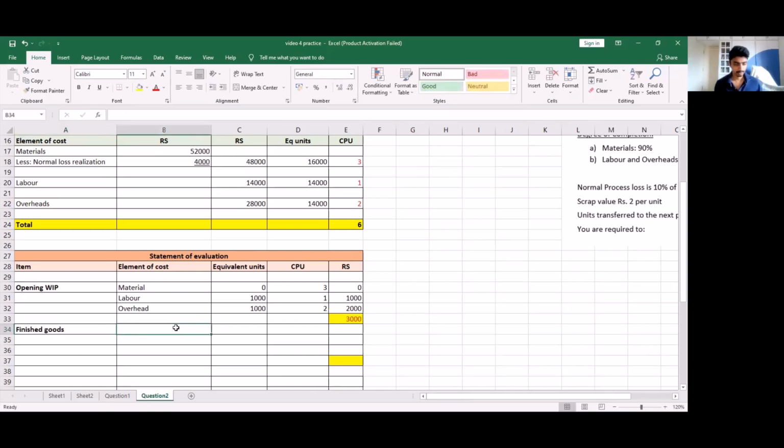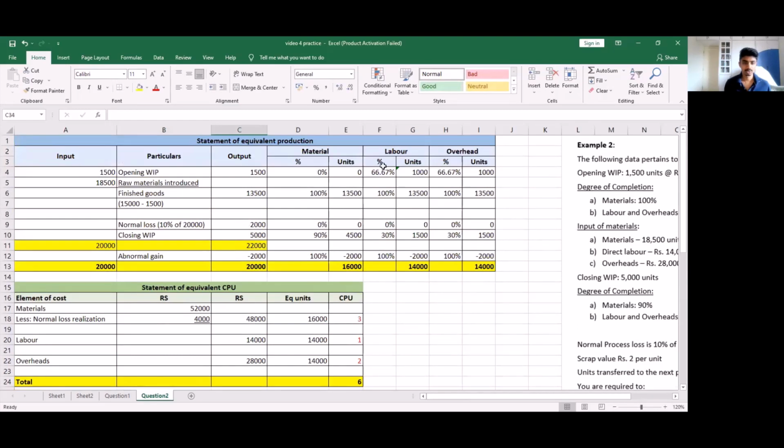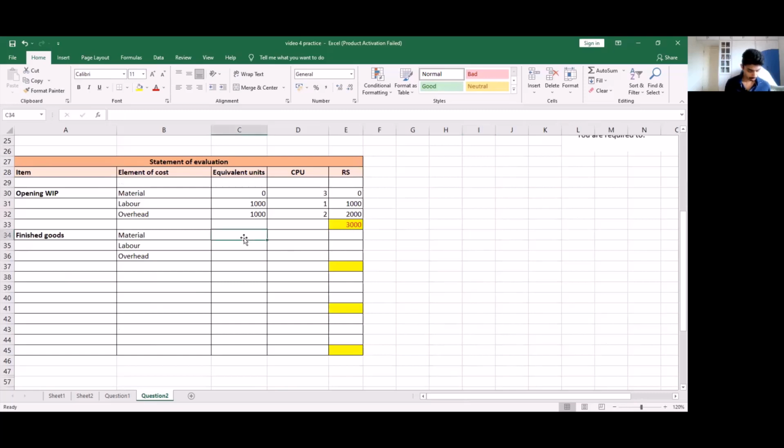So again, 3 parts of the processes, how costs are divided: material, labor, and overhead. If we go back to our statement of equivalent production, we have equivalent production units as 13,500 for materials, labor, and overheads. We will write this here as 13,500, 13,500, 13,500, and go on to our cost per unit. The cost per unit will be the same.